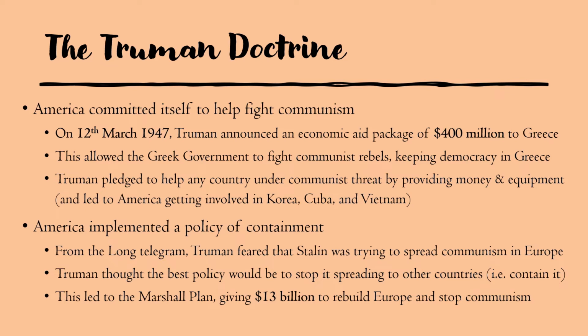He couldn't do anything about the countries that were already communist. The Soviets had their boots on the ground in the satellite states. America could not just go in and invade them all and stop it. The Soviets were too strong and powerful for this. So he couldn't do anything about the countries that were already communist, but he could stop communism spreading. And this led, as we'll see on the next slide, to the Marshall Plan, where America gave $13 billion to Europe to help them rebuild.